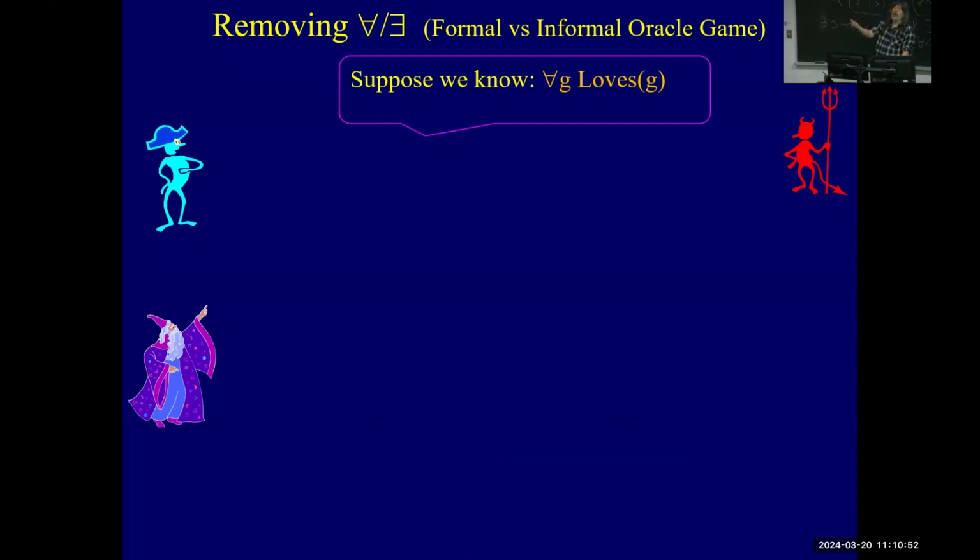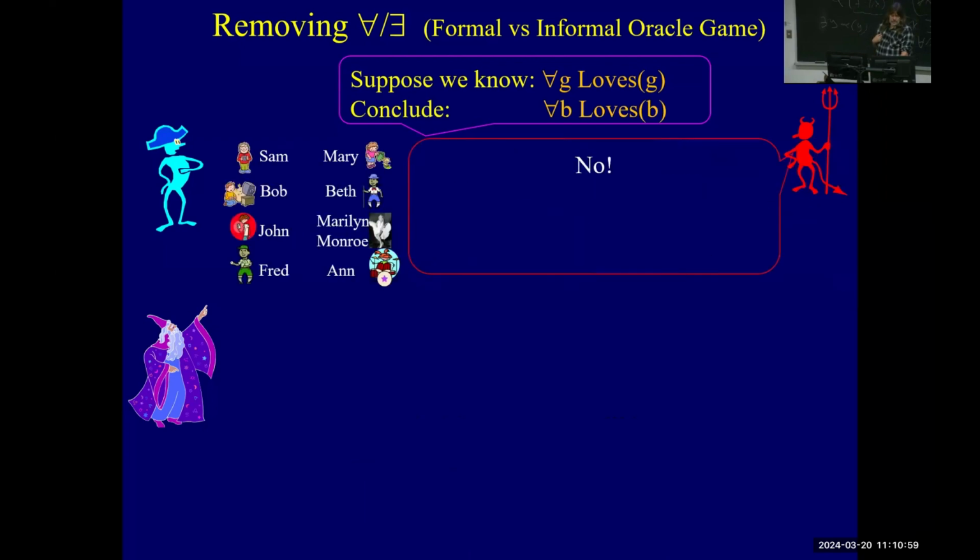Suppose that I know for all G. That's a pretty statement. If it's true for all G, then it's true for all B. Can we go from one to the other?